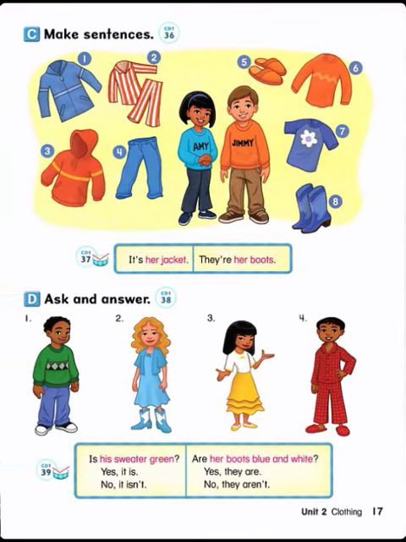Page 17. C. Make sentences. Number 1. It's her jacket. Number 2. They're his pajamas. Number 3. It's his sweatshirt. Number 4. They're her jeans. Number 5. They're his slippers. Number 6. It's his sweater. Number 7. It's her t-shirt. Number 8. They're her boots.